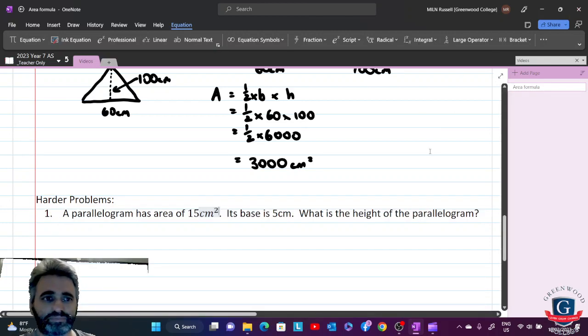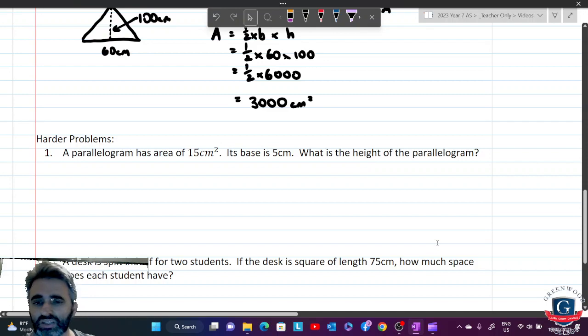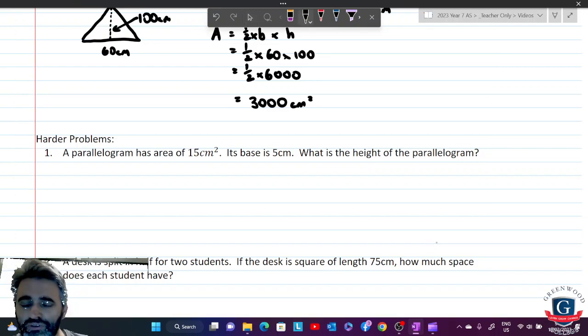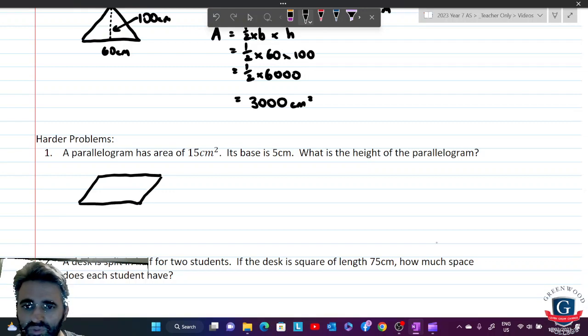Now it's right. Let's go back to where we were. There we go. So, parallelogram has area of 15 centimeters squared. Base is 5 centimeters. What is the height? Well, we should draw a parallelogram. Here it is. Now, we want to know the height.